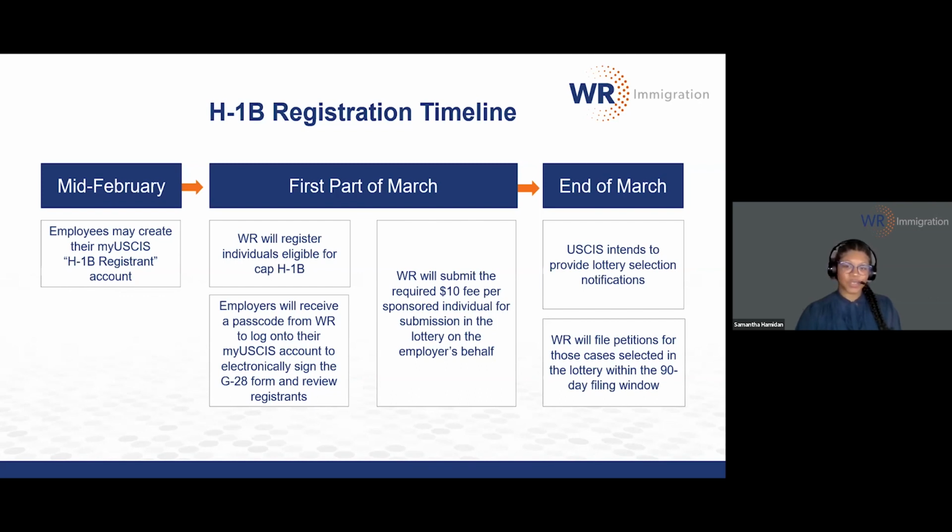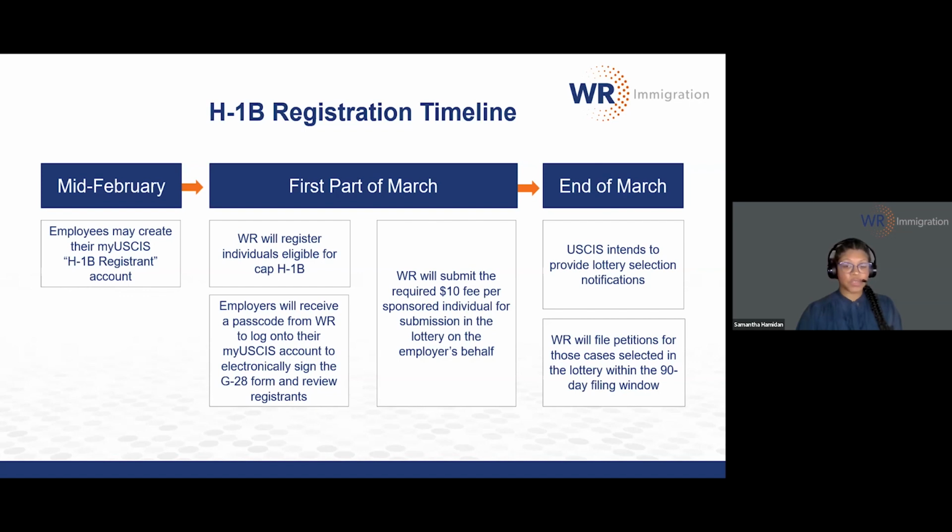During the electronic registration window, WR Immigration will enter the information of the individuals eligible for the CAP H-1B lottery. The employer will then receive a unique passcode from WR Immigration. This passcode enables the employer account to be synced with the WR Immigration attorney's account. Once the passcode is entered, the employer may then electronically sign the Form G-28 and review the information WR Immigration has entered. After the employer has electronically signed, WR Immigration will then submit the final registration for the individuals and submit the required fee per sponsored individual for submission in the lottery.